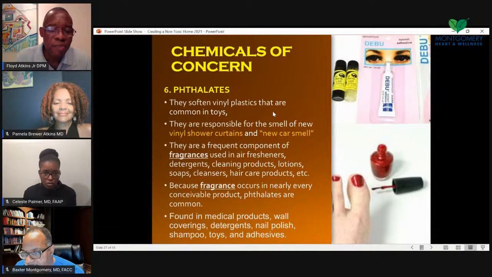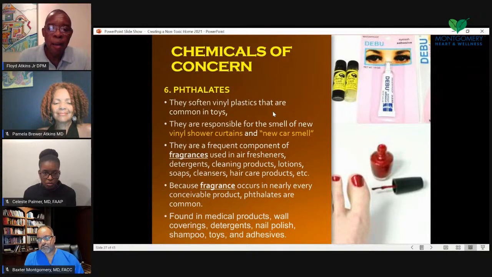When you go into a shower and they have vinyl shower curtains, you can always smell that shower curtain real strong. Or when you buy a new car, you call that new car smell. Well, those are butyl and ethyl phthalates that you're smelling. And those chemicals are definitely hormone disruptors. They put them in fragrances because they help the fragrance disperse in the air very rapidly.